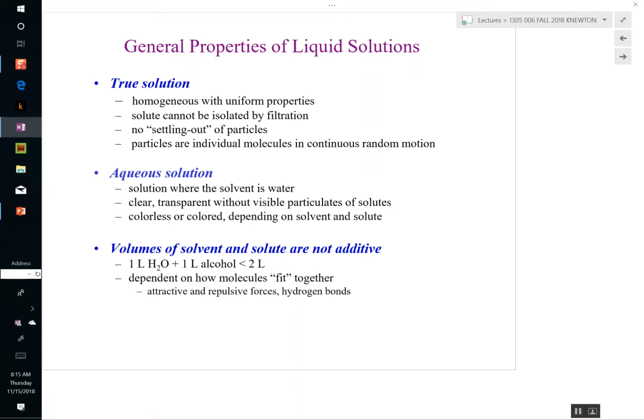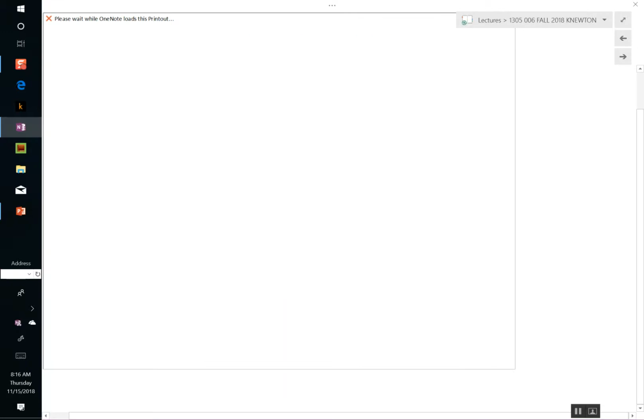We won't worry too much about that. You can take a liter of water and a liter of alcohol, and you don't get 2 liters of solution. They will dissolve into each other and pack a little bit differently, and you actually get a little bit less than 2 liters. But we won't dwell on that one.